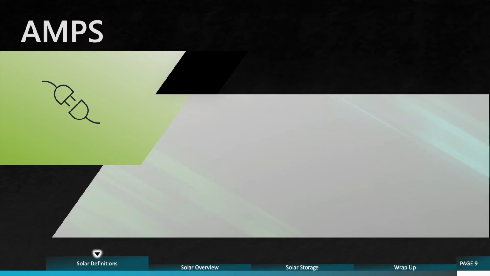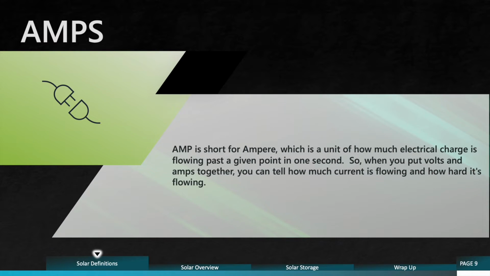Next thing we need to learn about are the amps. Now, what is an amp? A lot of people think of an amplifier. That's not what it is. In electrical terms, amp is short for ampere, which is a unit of how much electrical charge is flowing past a given point in 1 second. So, when you put volts and amps together, you can tell how much current is flowing and how hard it's flowing.